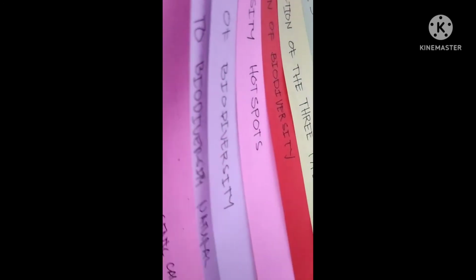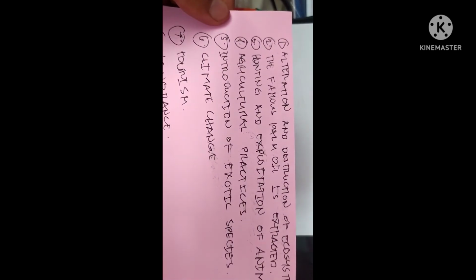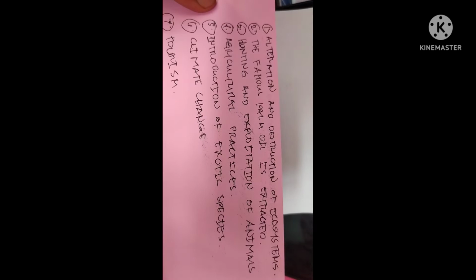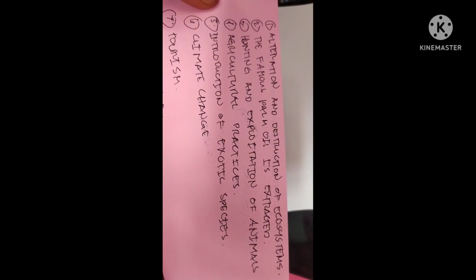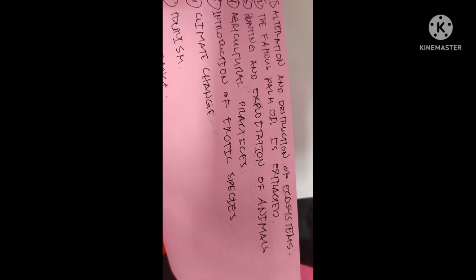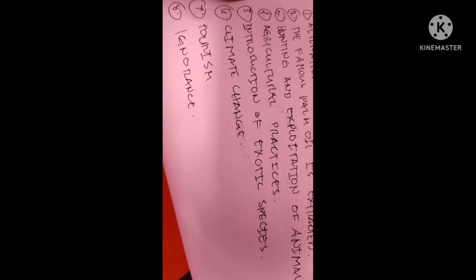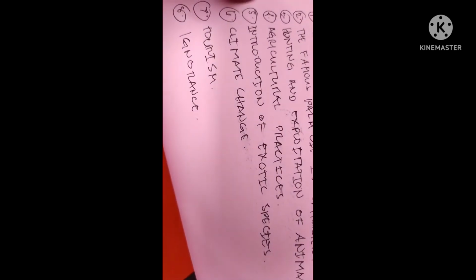And the next, we have threats to biodiversity, anthropogenic causes. And it contains 8 items here. First, we have the alteration and destruction of ecosystems. The famous palm oil is extracted, hunting and extermination of animals, agricultural practices, introduction of exotic species, climate change, tourism, and ignorance.